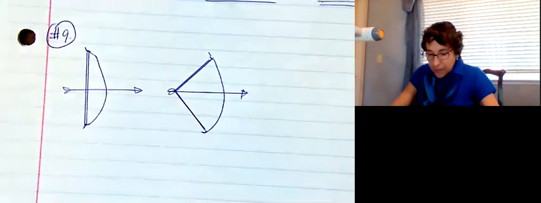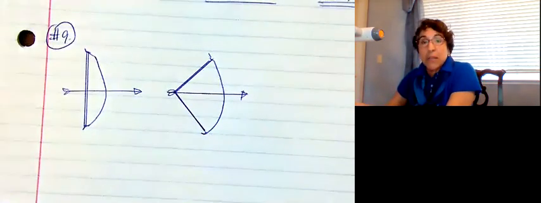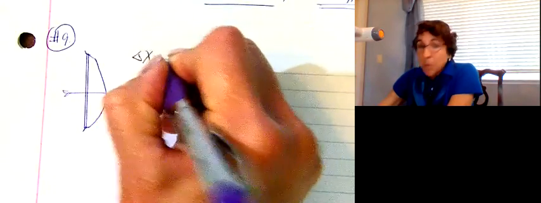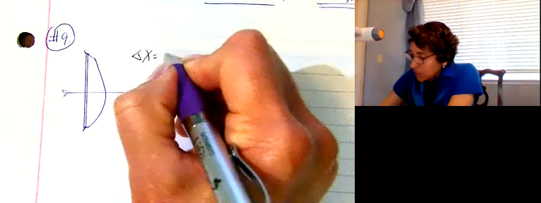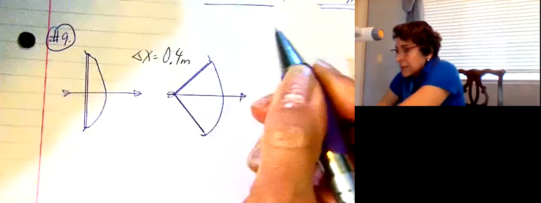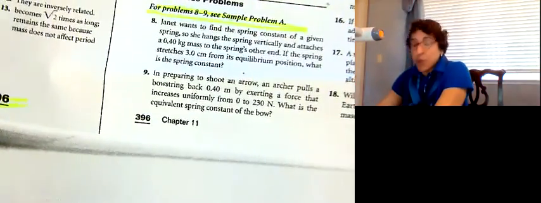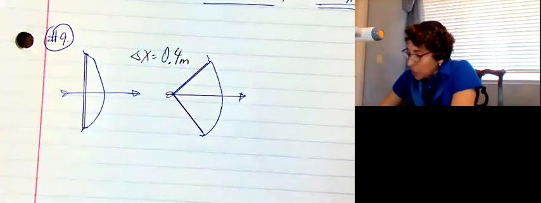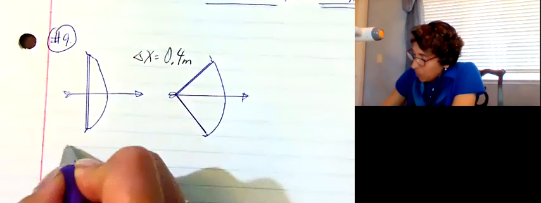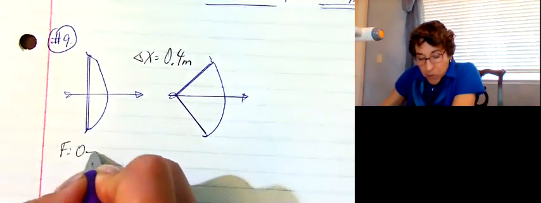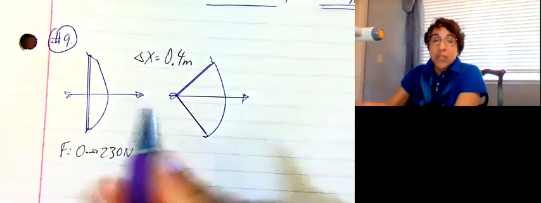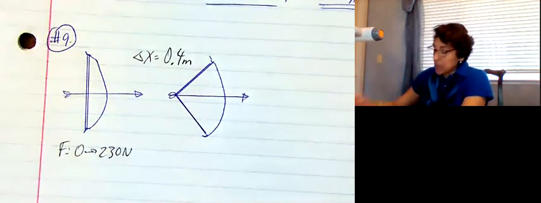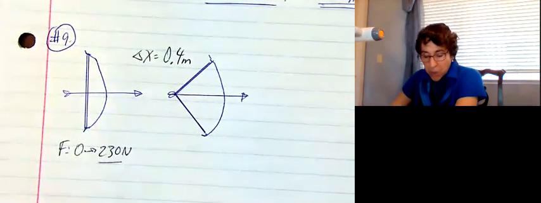So let's see what it tells us. It tells us that the displacement when it pulled it back was 0.40 meters. Yeah, right here, 0.40 meters. And they told us that the force was from 0 to 230 newtons. So it took you 230 newtons to finally get it right before you're going to let it go. So that's the force that we're going to take.